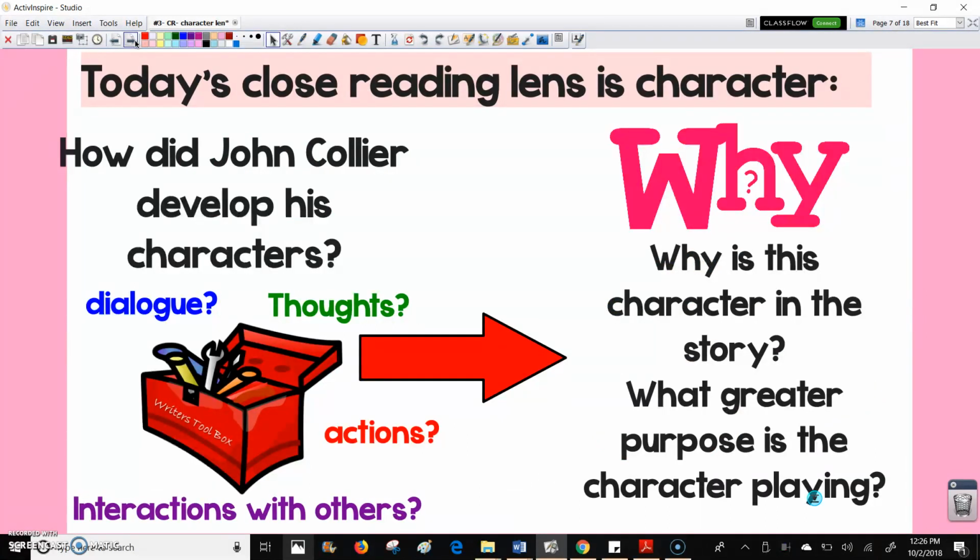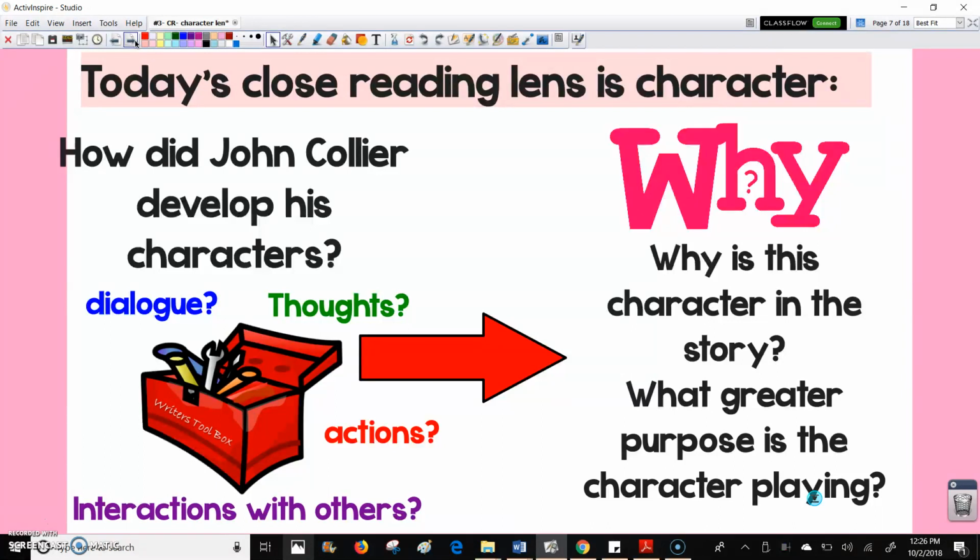Once again, today's close reading lens is character, and I'm going to model it for you with our mentor text, "The Chaser." How did John Collier develop his characters? And then why? Why is this character in the story? What greater purpose is the character playing?